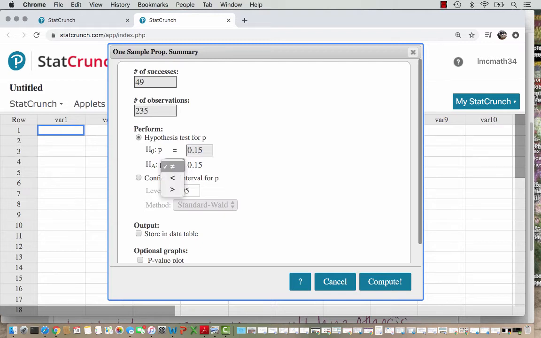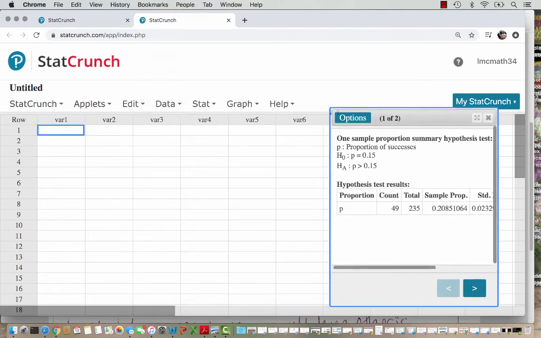And then we're going to choose the appropriate inequality for the alternative hypothesis. Researchers are checking to see if the birth rate is significantly more than 15%, or more than 0.15, so we use the greater than inequality. I like to see the p-value plot, so I always check the optional graph down here for the p-value plot, and then we can click compute to see our results.